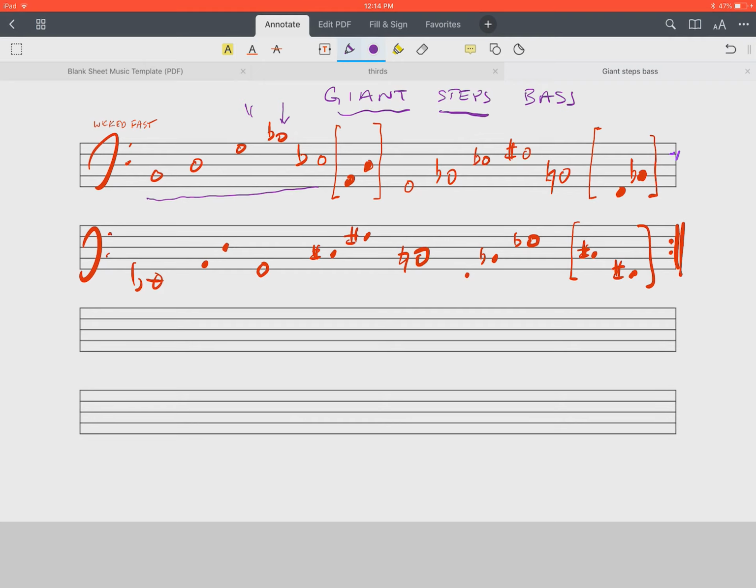And then notice also you're going, here's a third relation, 5-1. Here's a third relation, 5-1. And then there's a 2-5. We'll talk about that in a second. And then here's the same thing. Here's a third relation. You can hear that now. Here's a third relation. Here's a third relation. And then just a 5-1. Here's a third relation right here. It just goes so fast that it's disorienting you very, very quickly.